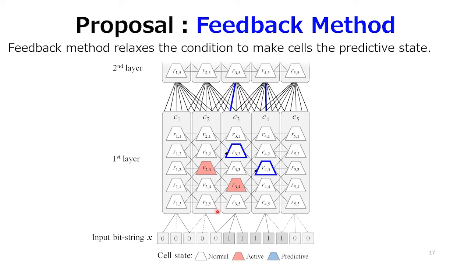This is the first layer and this is the second layer. In the first layer, they are active cells and they are predicted by the second layer. Then, feedback method relaxes the condition to make cells the predictive state in the first layer.